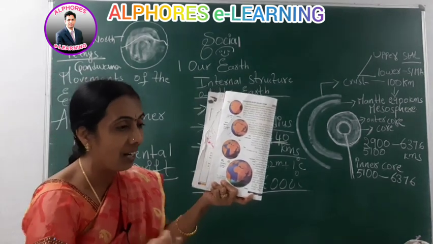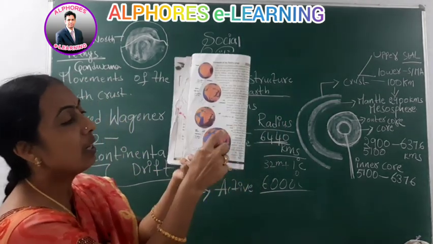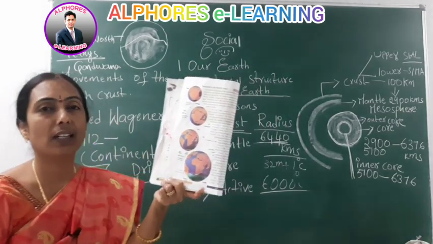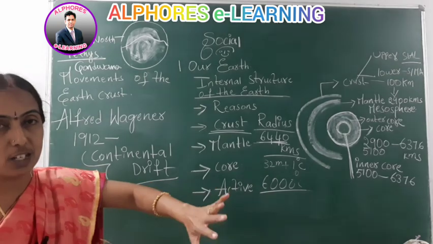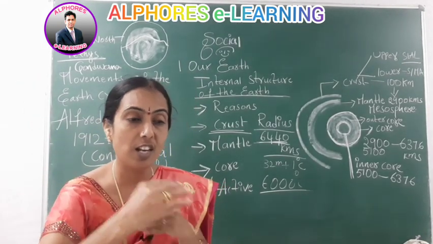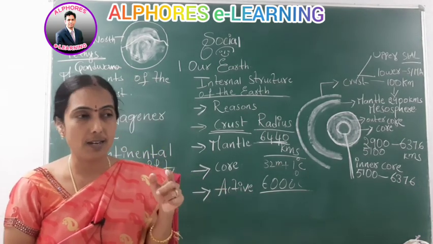Then afterwards, still because of the interior disturbances, this present map came into existence. Now all the 7 continents came into existence because of the internal vibrations. Even now the earth is very active, and the movements are still going on. Let me explain one example about India.